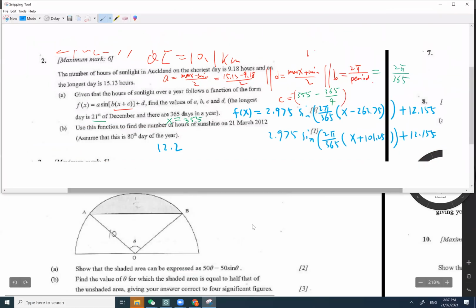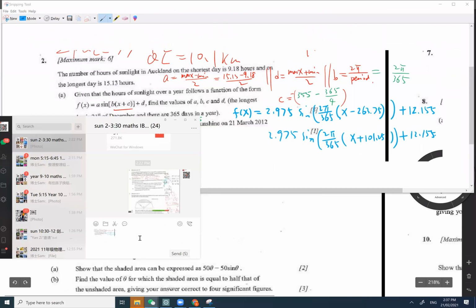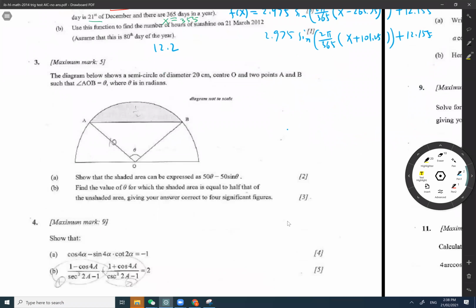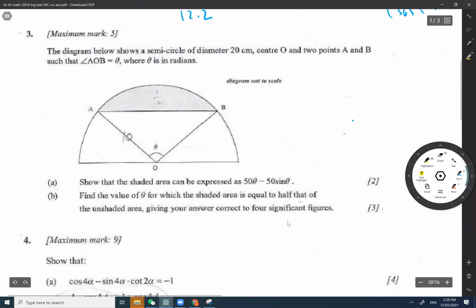Okay, this is trig modeling. This one is also in the standard level. Okay, number 3: sector and arc. So number 3, arc and sector are in readings.